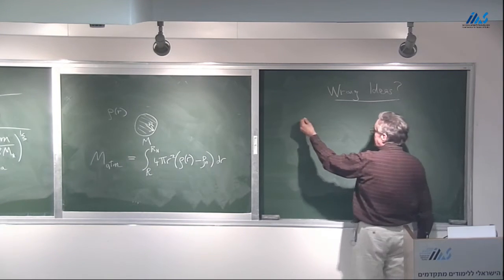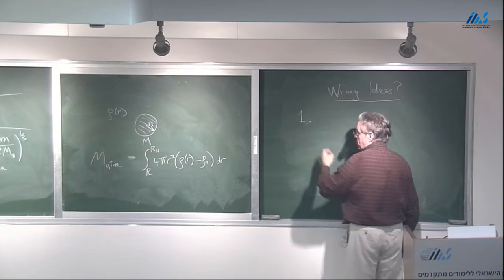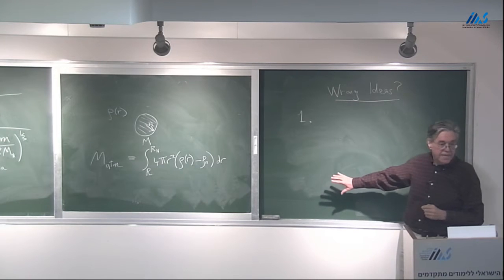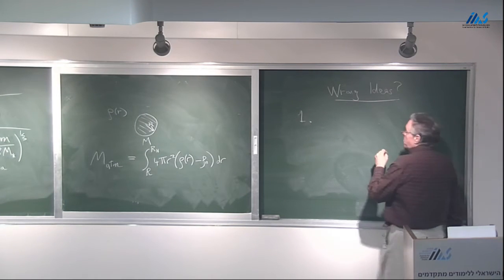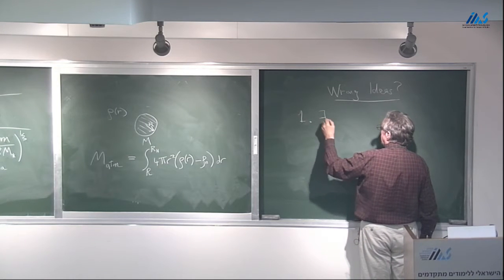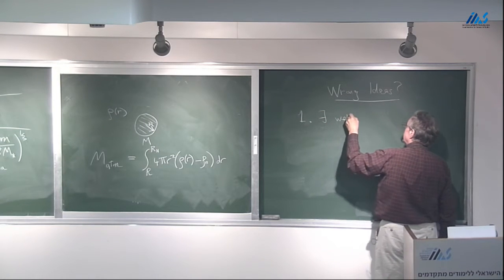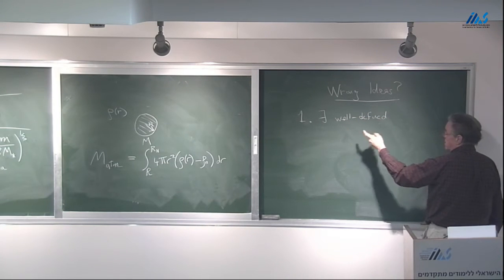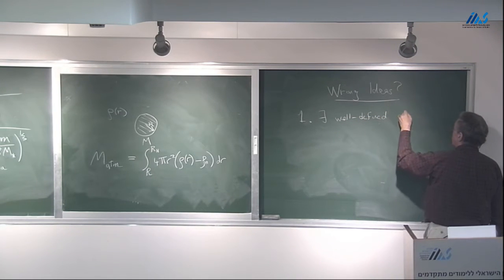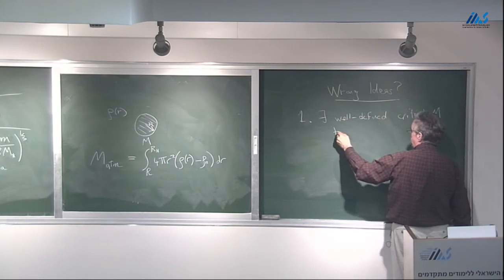So here are some wrong ideas, what I think are wrong ideas. And we will come back to this list later after I've done my analysis. So wrong idea number one is that there exists a well-defined critical mass, that is this core, well-defined critical M, to make a giant planet.